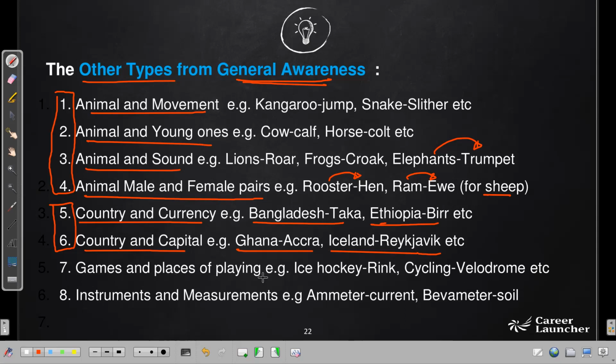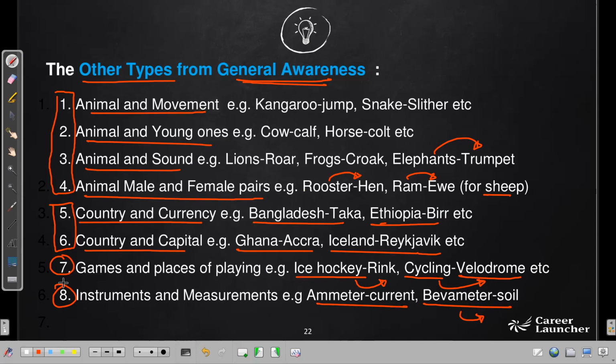Then games and places of playing, for example, ice hockey happens in a rink and cycling happens at a velodrome. It can't be just saying ground, so a good option. And then instruments and measurements, like ammeter, current; and a bevameter is for soil. So a bevameter measures the mechanical properties of the soil, basically.